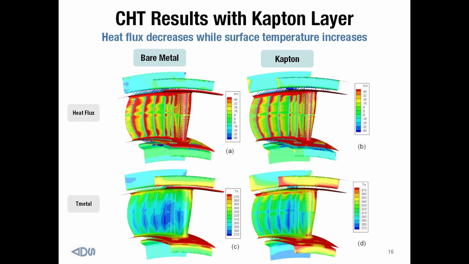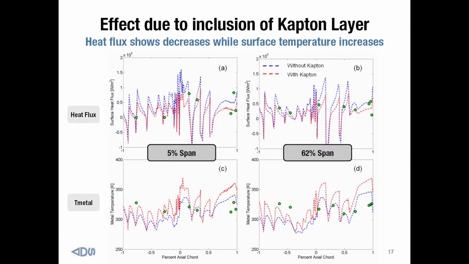Now, one thing I'll mention is looking at these contour plots. The difference is actually larger than it seems. These contour plots have been clipped in a way that emphasizes the signatures of the film cooling holes, but you'll see line plots that show this a little bit better later on.